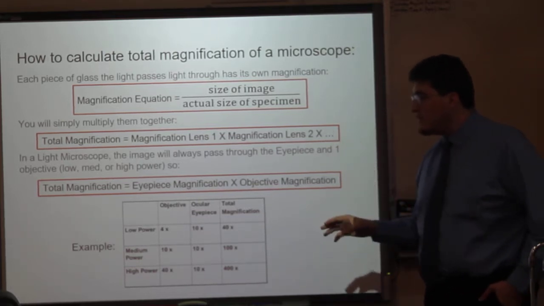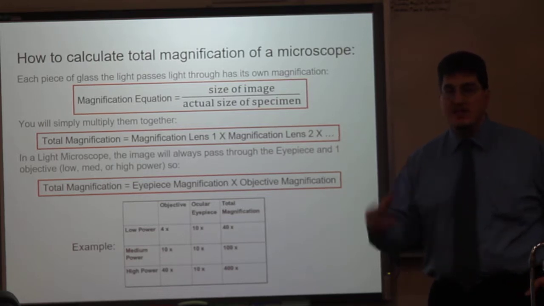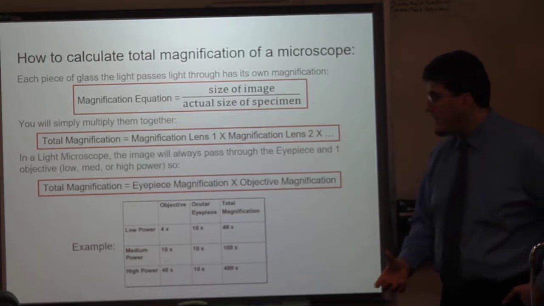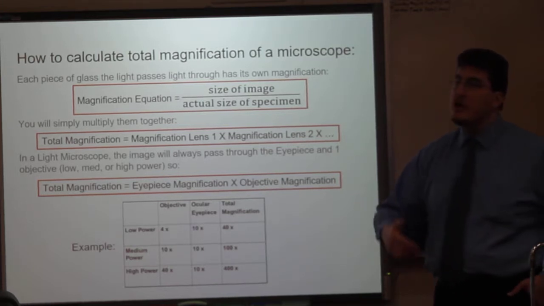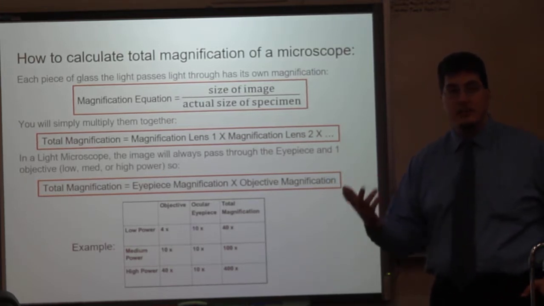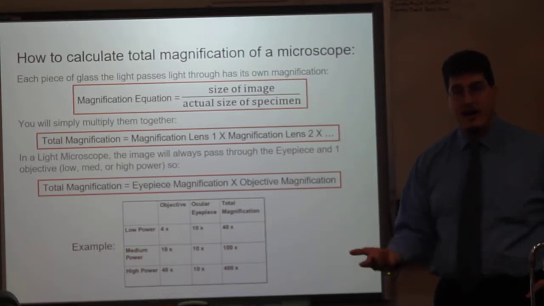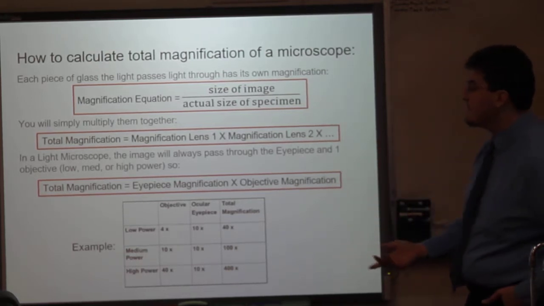The eyepiece is always going to be a 10 times magnification. So anything you look through with just the eyepiece is going to be a 10 times magnification, which means objects will appear to be 10 times larger in image size than the actual size.